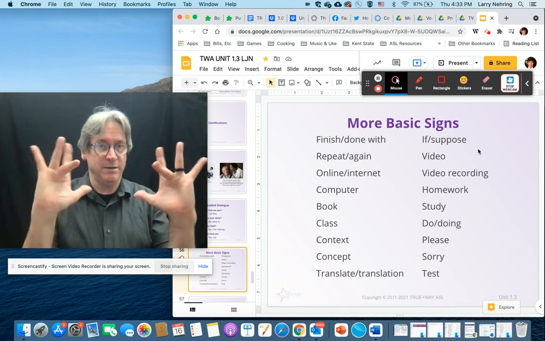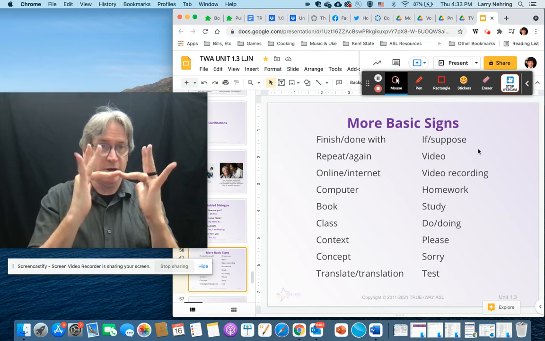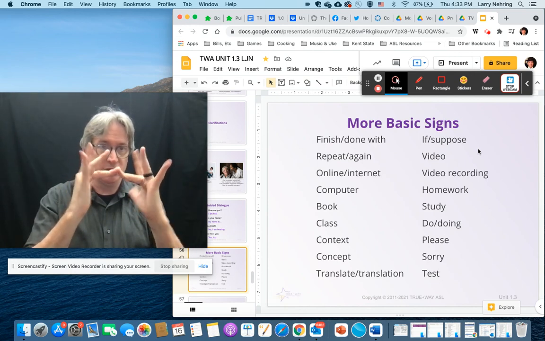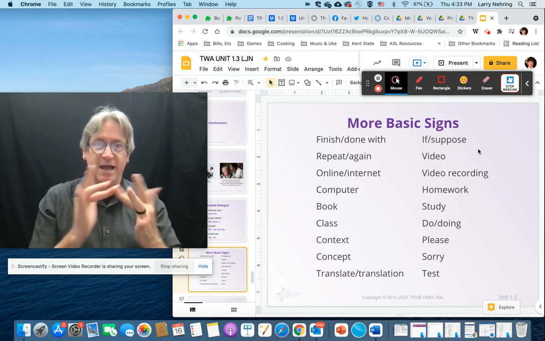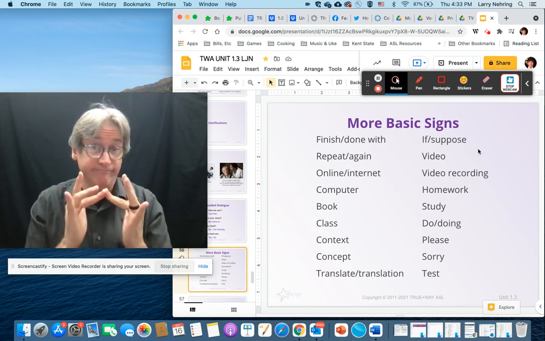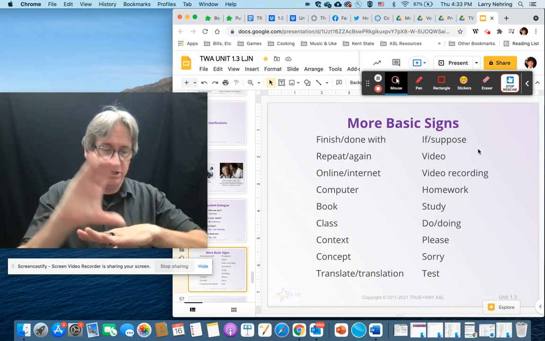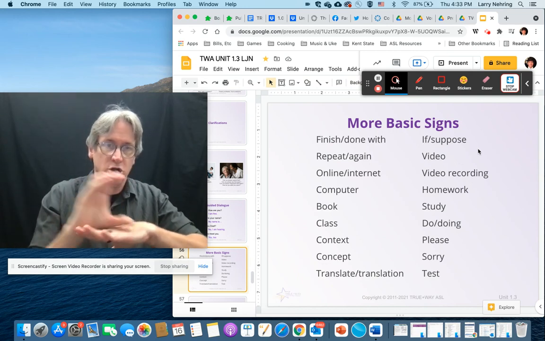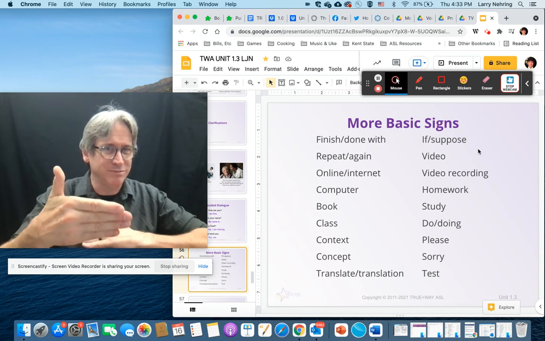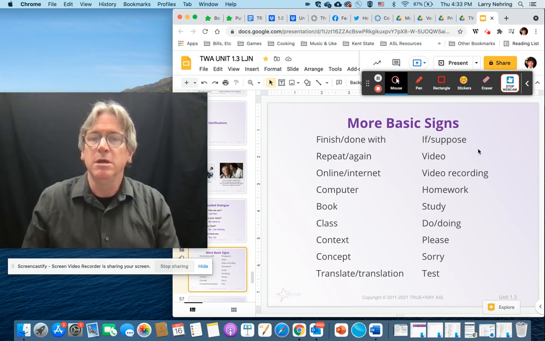Online and internet, we take the middle finger down, the internal one, and we connect it like wires. That's internet. Internet or networking. That's where it originally came from. Computer. Take a C and just brush it along the back of your hand. Computer. We could also do laptop, like you're opening a laptop.